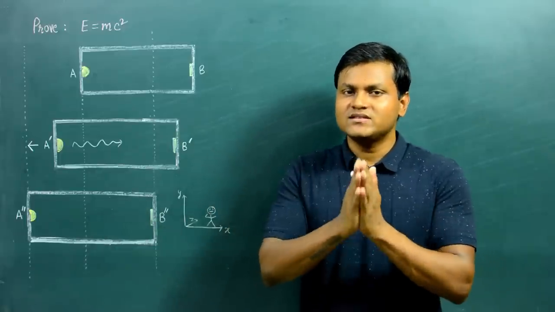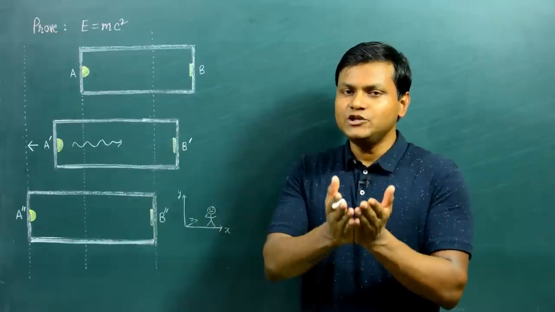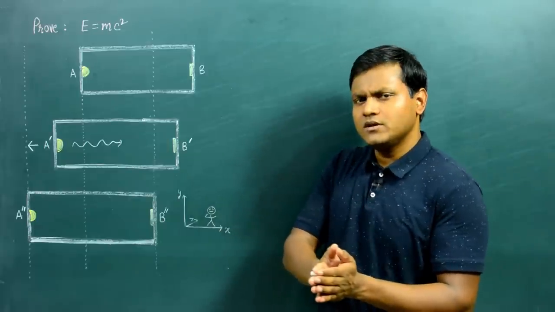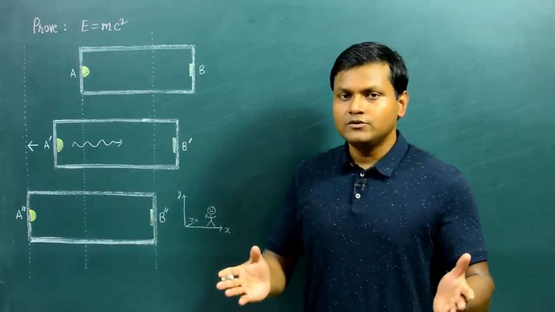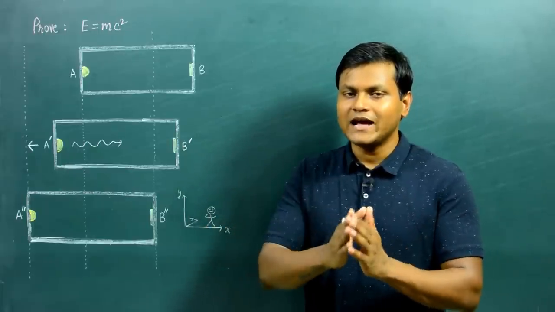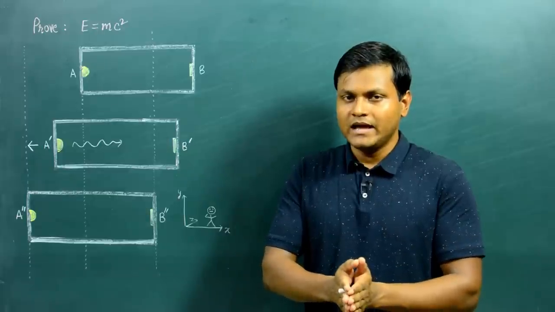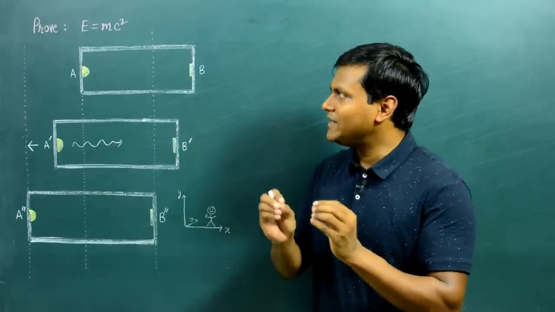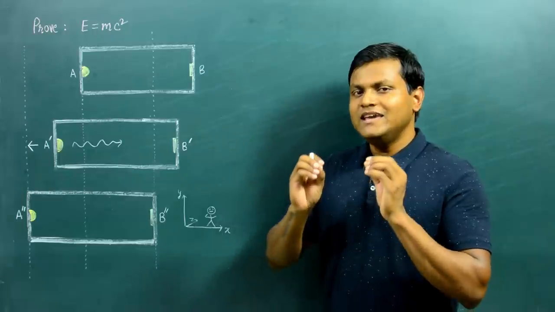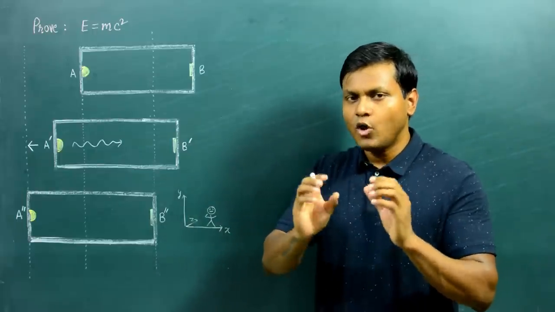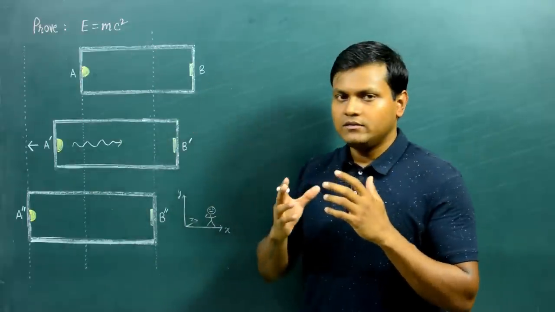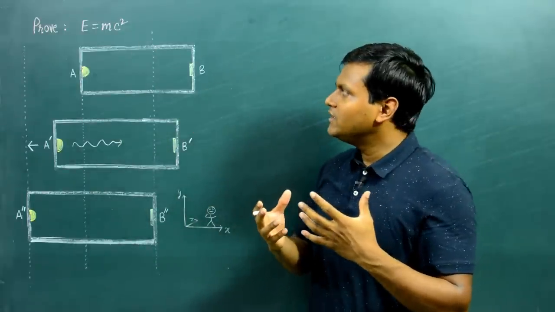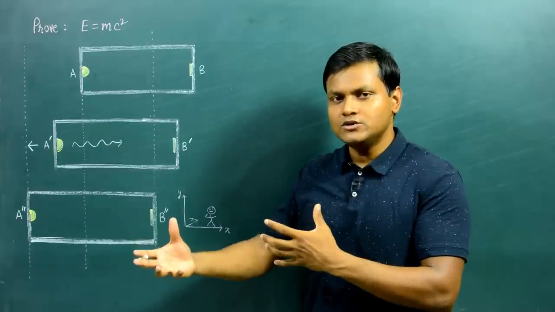But if somebody asks you, as a student of physics, can you derive this equation? Can you prove this equation? Or can you come up with it through some argument? How many of you can actually do that? I think very few of you. So let's spend some time today talking about the very interesting thought experiment using which we can actually prove this equation. We can actually say that E is equal to mc squared.